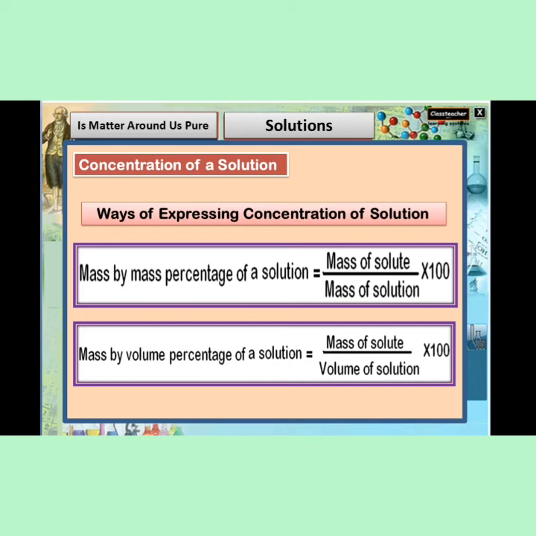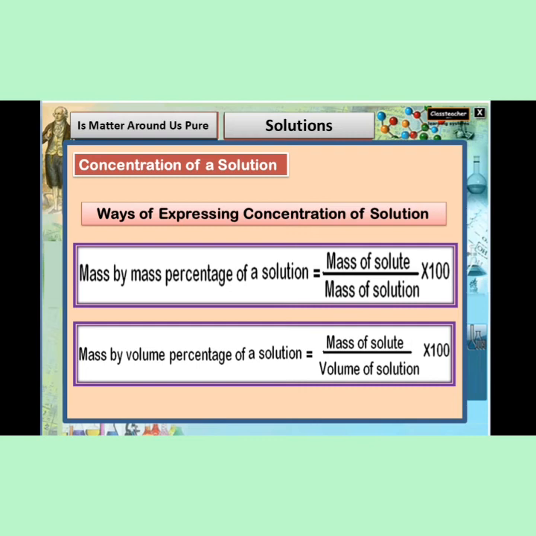Now, what is the mass by mass percentage of solutions? That is the mass of solute divided by mass of solutions into 100. If you're finding the percentage, that means you have to multiply with 100 always. In this case, both solute and solution will be in gram weight. So mass is here in both of these cases. That's why it is mass by mass percentage. Now, in case of mass by volume percentage, mass of the solute will be taken, but volume of solutions will be there, into 100 percentage. So that's why it is mass by volume percentage.